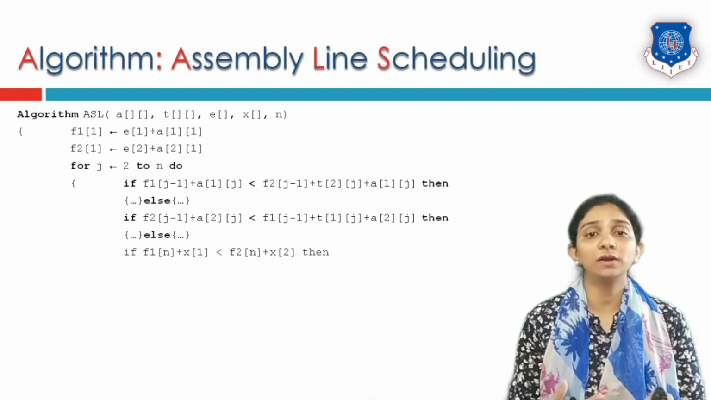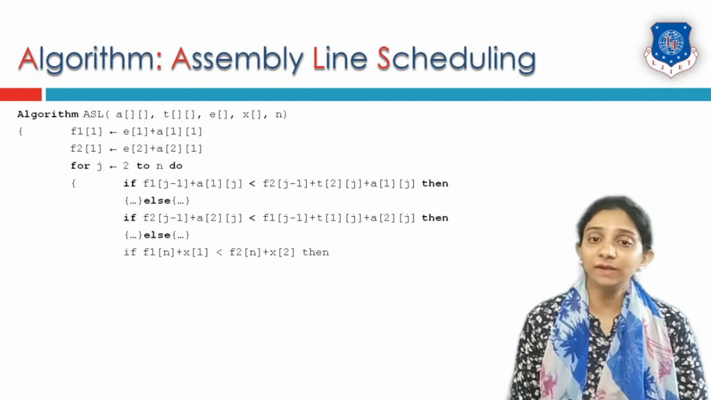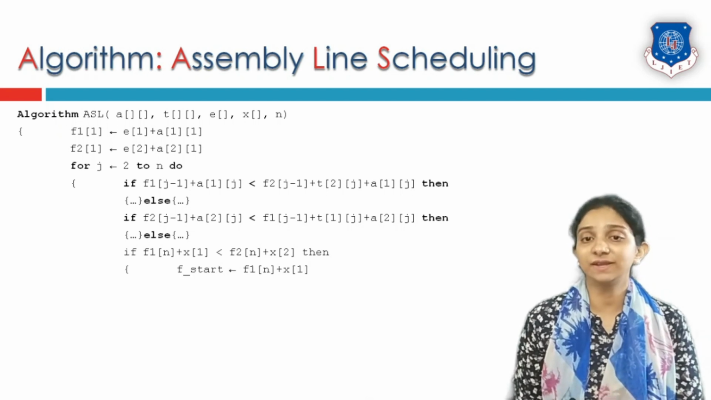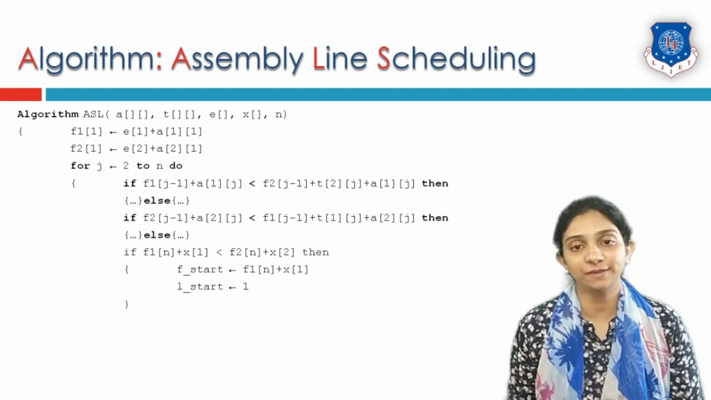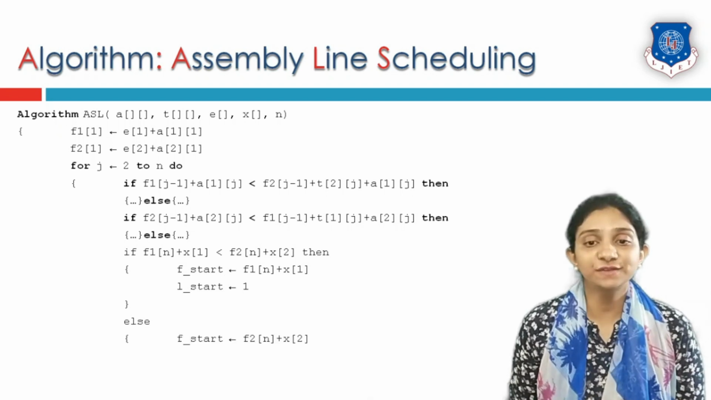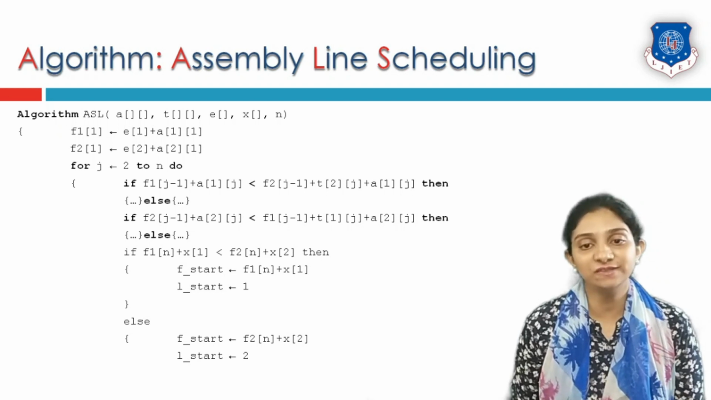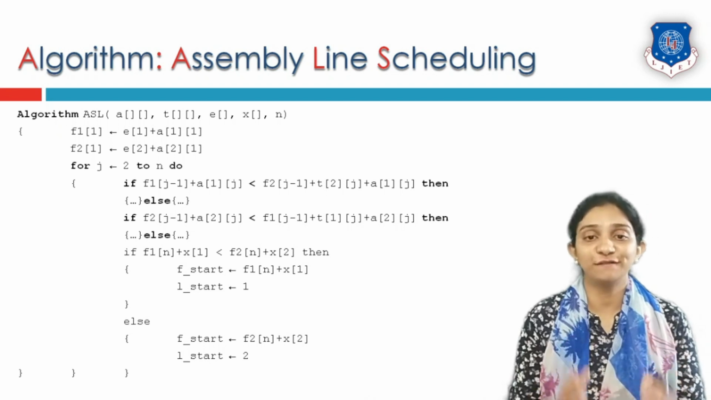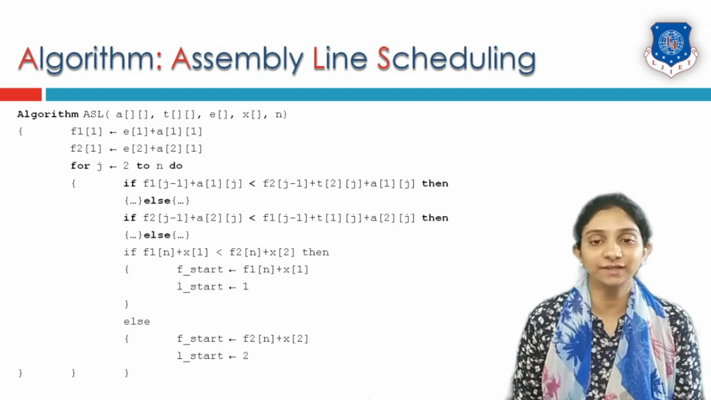After this finish time of line 1 of station J and line 2 of station J, we have to find out F star. F1 of n plus exit 1, if it is lesser than F2 of n plus exit 2, then F star is F1 of n plus exit 1, and L star will be 1 in this case. Else, if this is not true, F star will be F2 of n plus exit 2 and L star will be equal to 2. So this is the algorithm to generate our finish time matrix, line matrix, and F star and L star value.